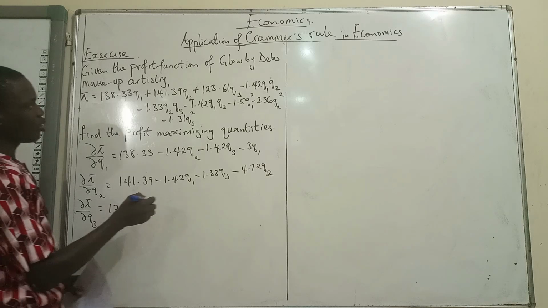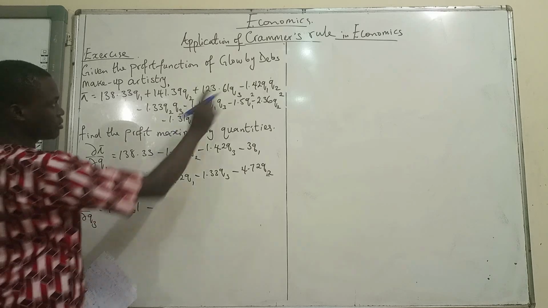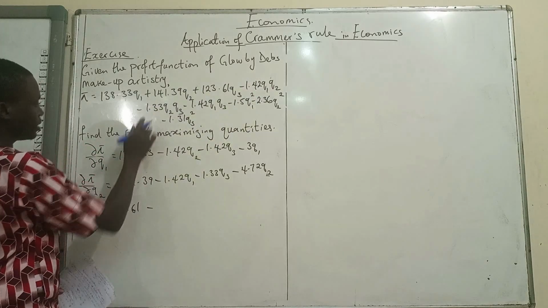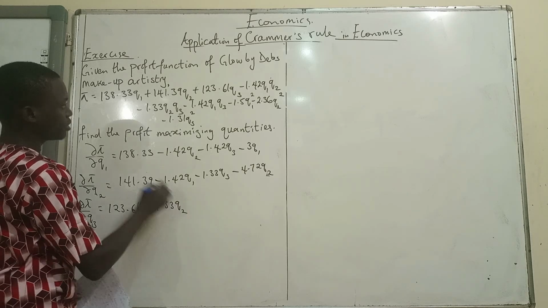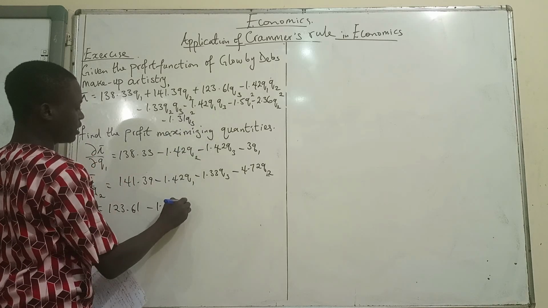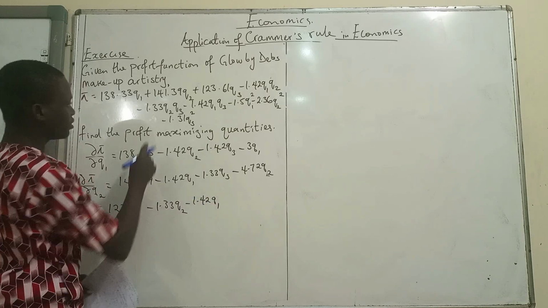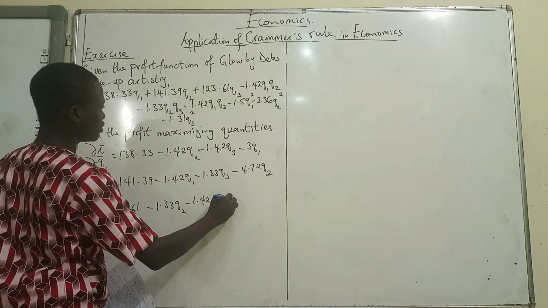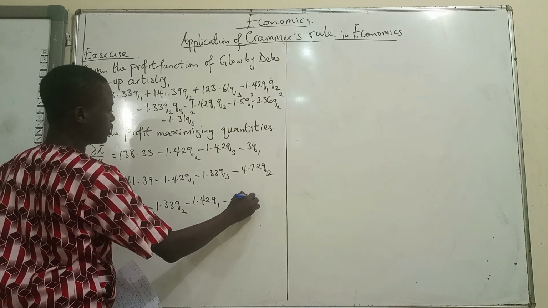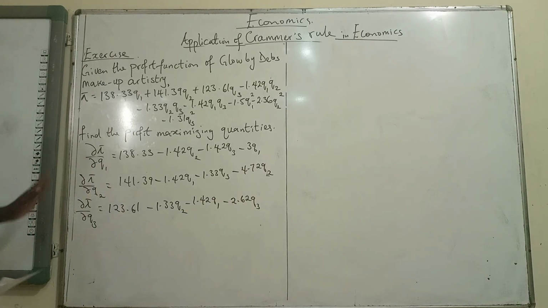123.61, that's all. Then minus Q3 isn't here, so Q3 is here, so we have minus 1.33 Q2. Where's Q3 again? This place, minus 1.42 Q1. Then we have Q3 here, so we have minus 2.62 Q3. Now that's it. So we are done with it. So those are 3 quantities that we have.